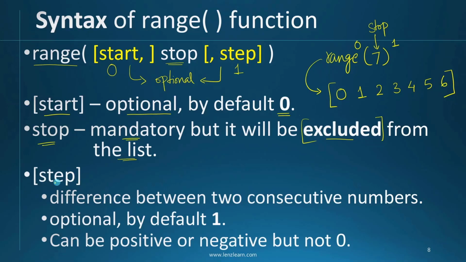And finally we have step, that is the difference between two consecutive numbers inside the list. So if I have step value 1, the difference between each number is going to be 1. Now this is also optional. So if you don't provide a value for step, the default value 1 will be taken. You can give a positive number or a negative number for step value, but you should not give 0 for step value. That is illegal.